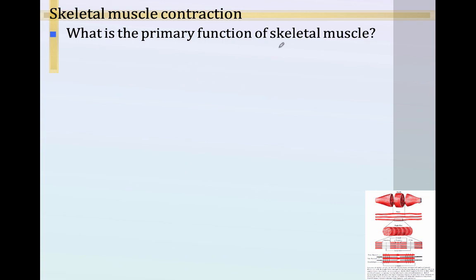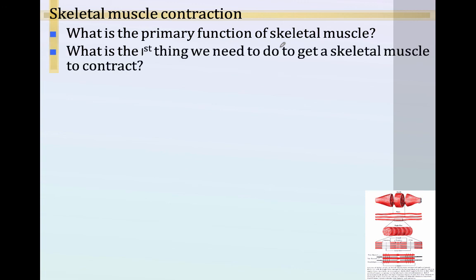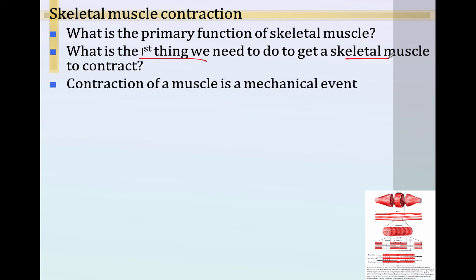What is the primary function of skeletal muscle? Generate tension. It contracts, it generates tension. It doesn't always shorten, but that's what it's trying to do. Well, what is the first thing we need to do to get a muscle to contract? Well, we need to activate it. That's what we need to do.